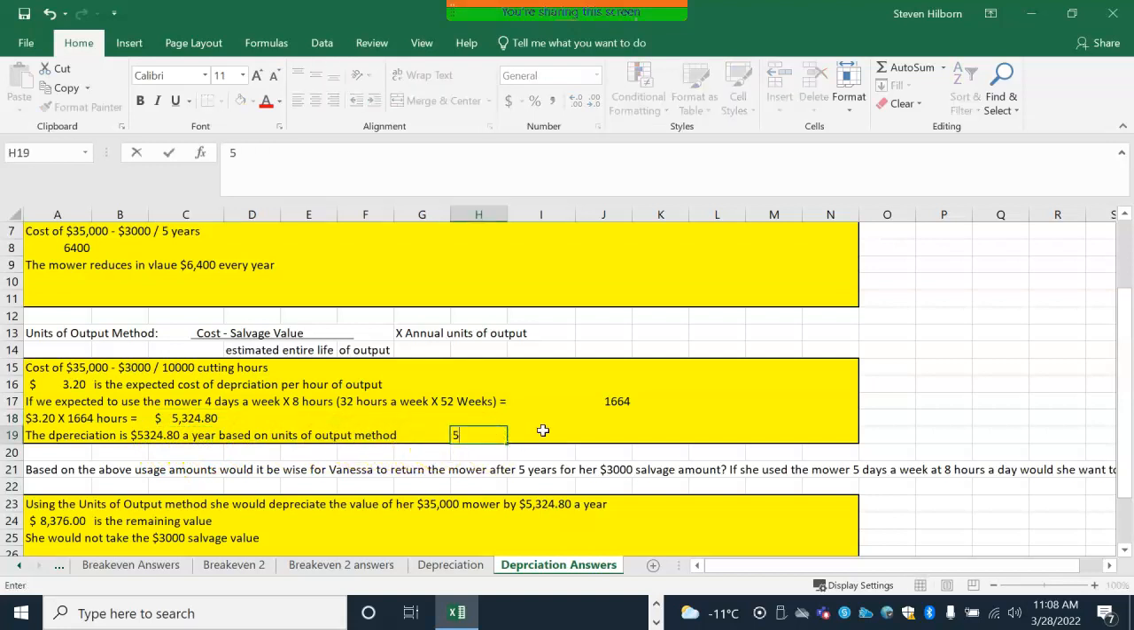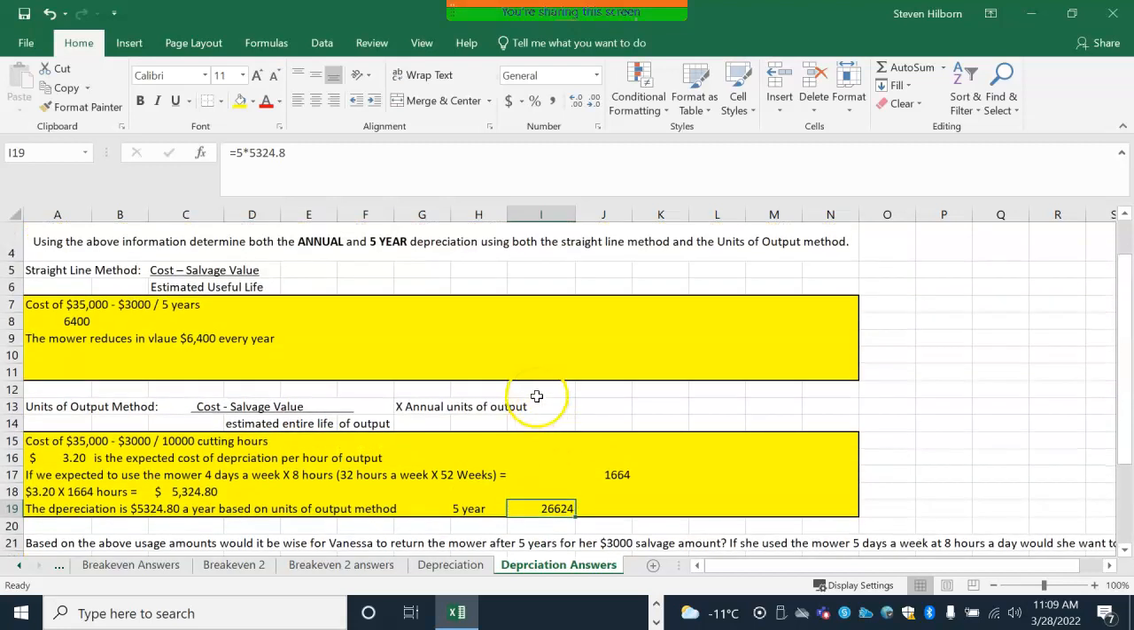So when you think about a 5-year, now we don't know if it's going to be the same, but assuming the 5-year depreciation is around the same amount every year, 5 times $5,324.80, we would only depreciate our mower by $26,624 versus up here, it was 6,400 times 5. So there is a difference of $6,000 or $5,400 or so difference between these two amounts.